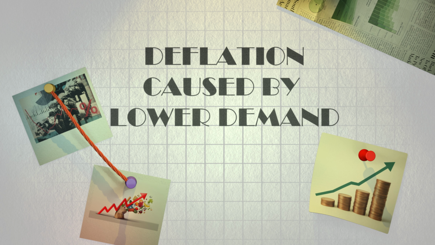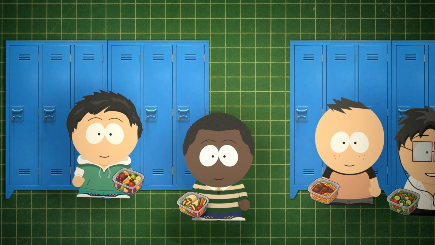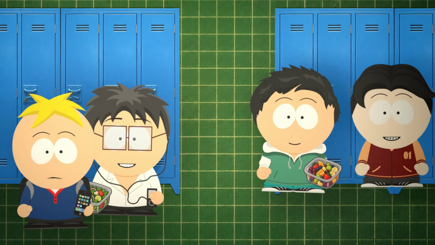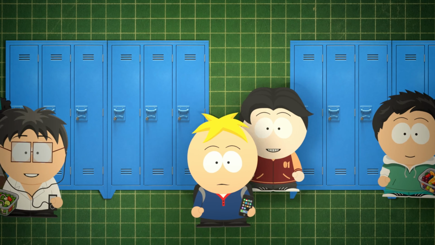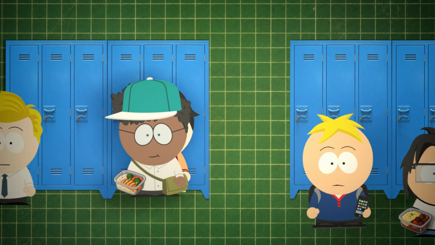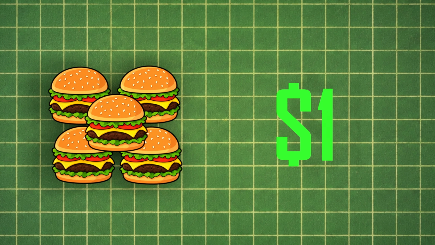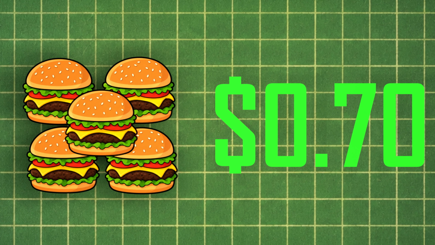Deflation caused by lower demand. One day, students begin bringing food from home. Some bring salads, some bring fruit, others decide to start eating healthier. There are fewer customers in the cafeteria. Burger sales begin to fall. To attract more buyers, the cafeteria lowers its prices. Demand drops, and prices drop with it.